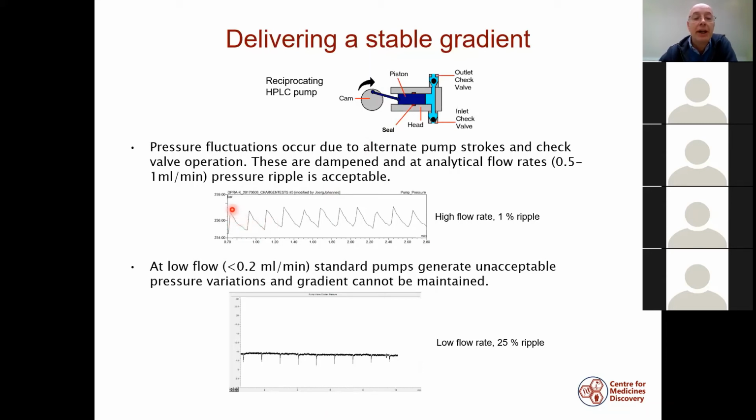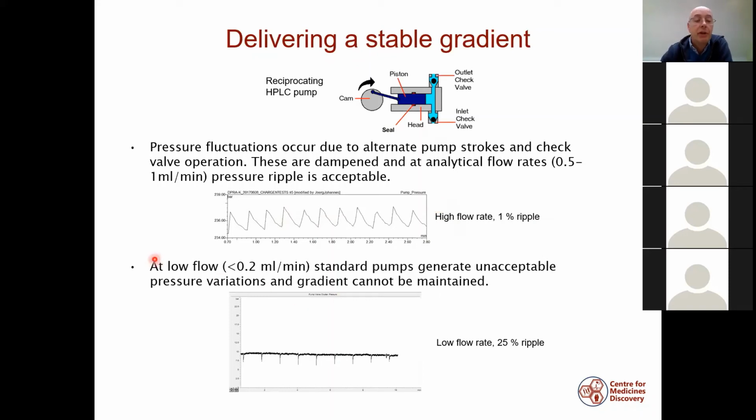I've expanded the scale here at a high flow rate. So this is a flow rate of 1 mil per minute. This is the pressure, so I expanded the scale here. So this is 234 bar, that's 236 bar. And you can see over time this pressure fluctuation. And this is referred to as ripple. And it's about 1% of the pressure at high flow rate. And at 1%, it isn't a problem.